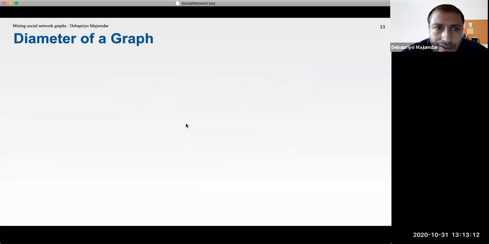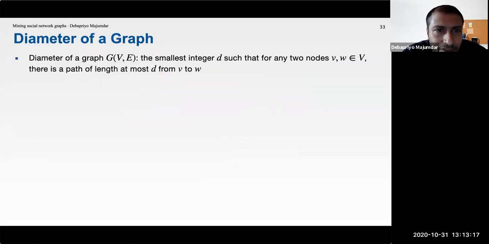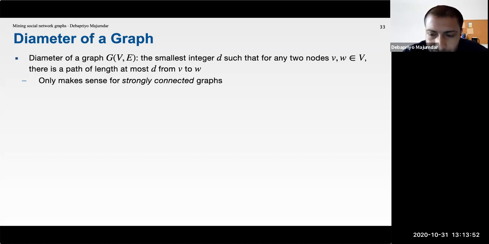Now, there are other concepts that come with this, like diameter. The diameter of a graph is the smallest integer d such that for any two nodes v and w there is a path of length at most d from v to w. I mean, this you have already understood, right? So for any two nodes v and w, there's a path of at most d. That means if a diameter is 4, there are some nodes which are 4 distance apart. It only makes sense for strongly connected graphs or components, of course. If things are disconnected, then the diameter becomes infinity.